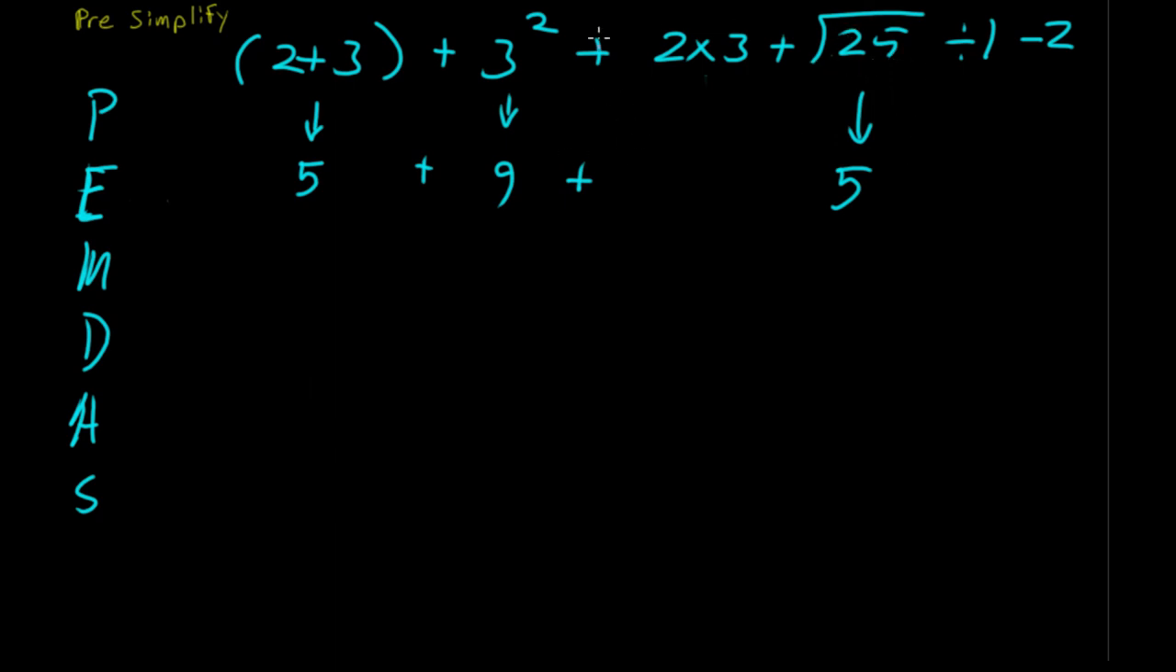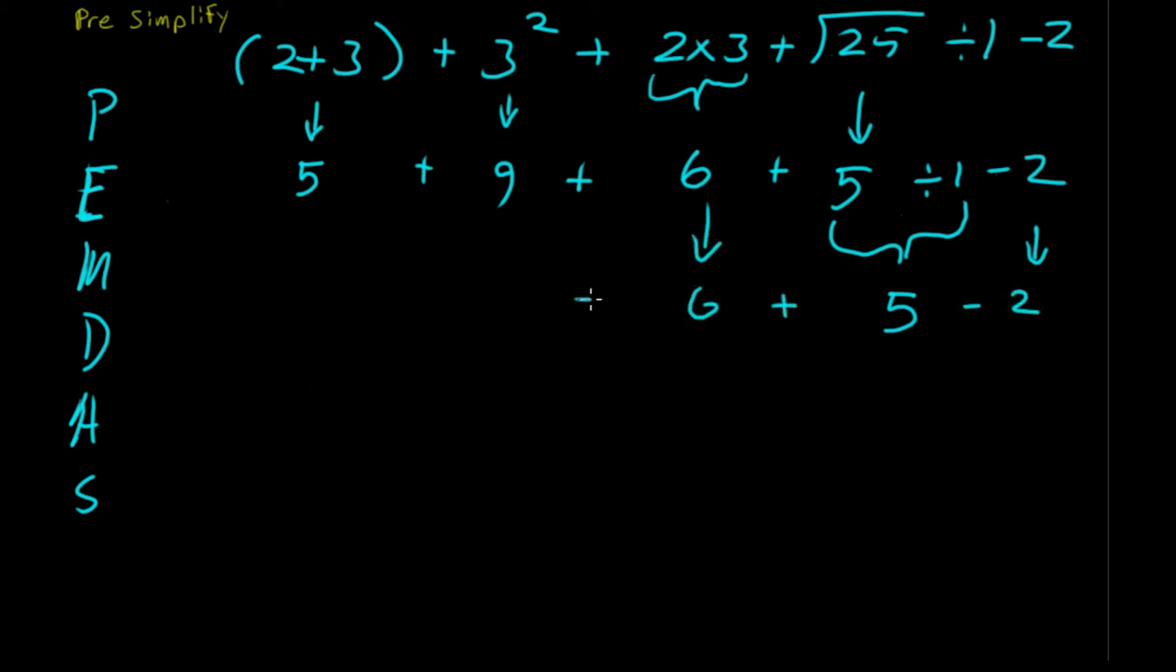So we did our exponent, we did our square root, now we can do a multiplication. So multiplication, 2 times 3 is 6, and then we'll do our division. So we'll bring down our division symbol, and go ahead and bring down this here. So now we've got one division problem in here. 5 divided by 1 is 5. Then we'll just bring down everything else. So now we have 5 plus 9 is 14, plus 6 is 20. Plus 5 is 25, and 25 minus 2 would be 23 would be the answer. If you didn't get that, go back and try again.